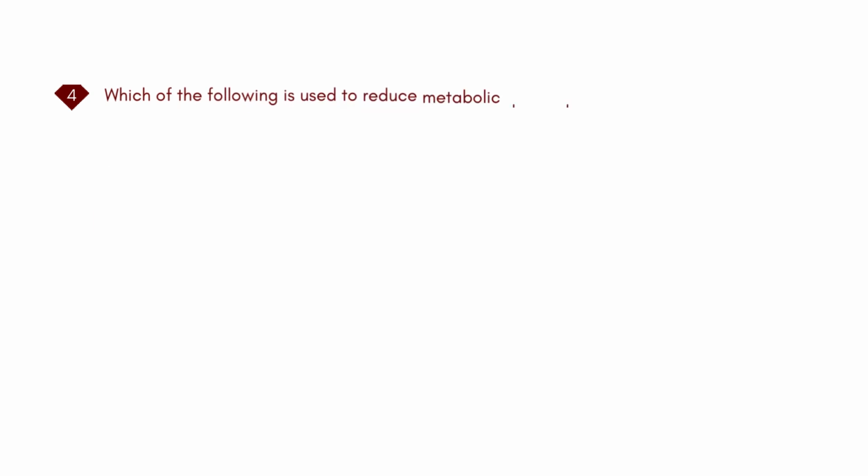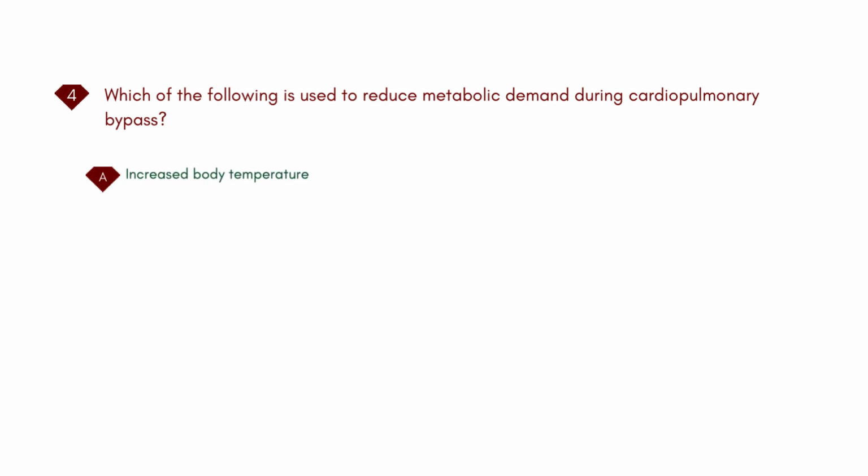Which of the following is used to reduce metabolic demand during cardiopulmonary bypass? A. Increased body temperature. B. Mild hypothermia. C. Hypercapnia. D. Increased oxygen delivery. Answer: B.